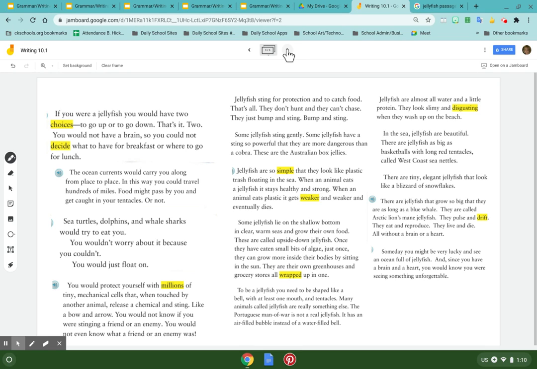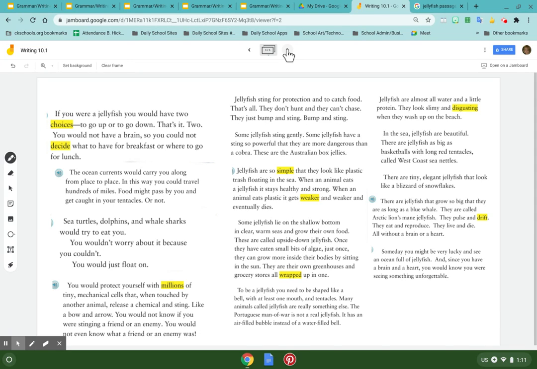Some jellyfish sting gently. Some jellyfish have a sting so powerful that they are more dangerous than a cobra. These are the Australian box jellies. Jellyfish are so simple that they look like plastic trash floating in the sea. When an animal eats a jellyfish, it stays healthy and strong. When an animal eats plastic, it gets weaker and weaker and eventually dies.